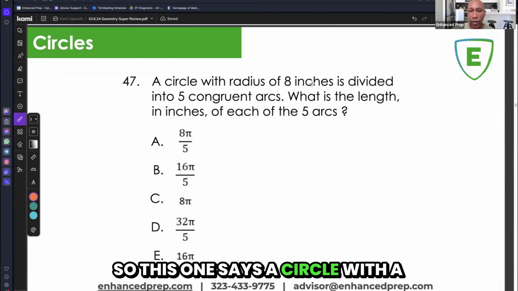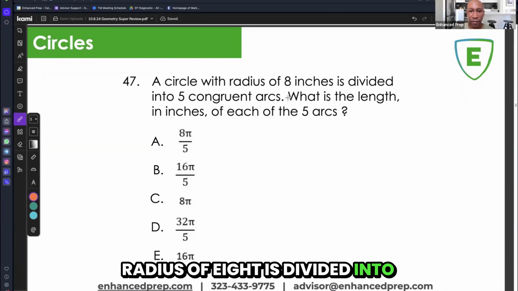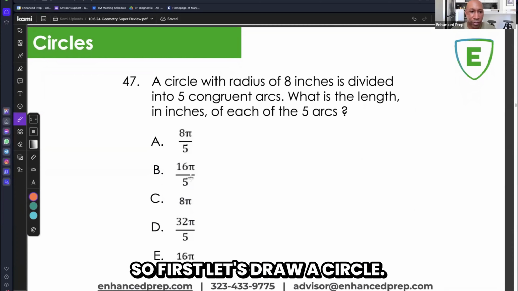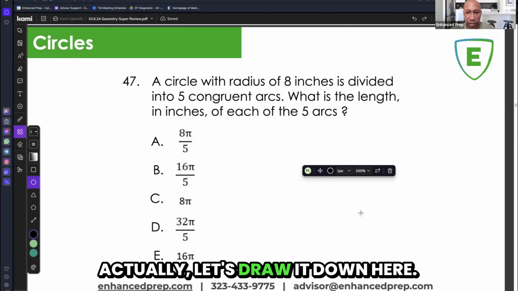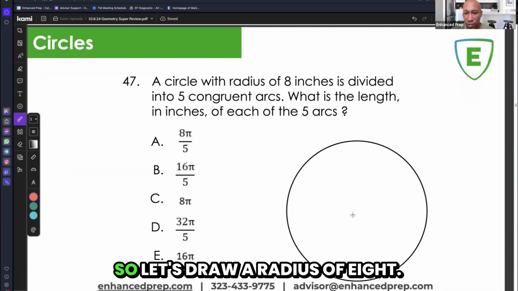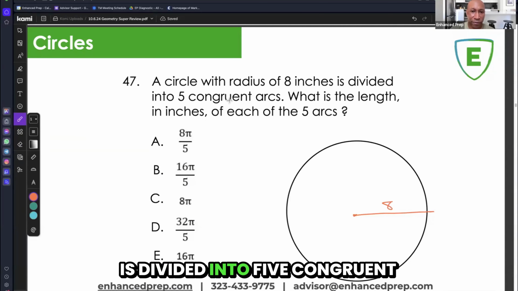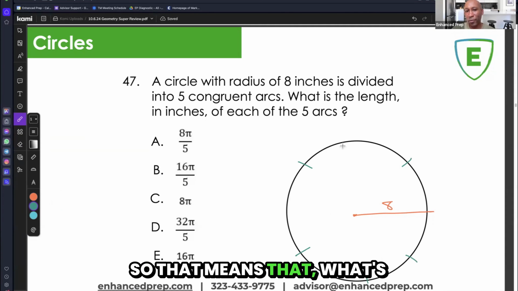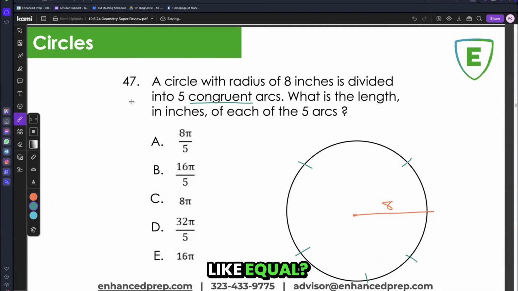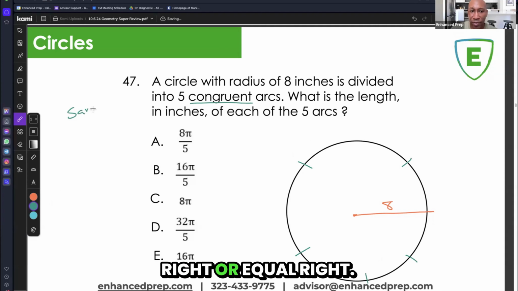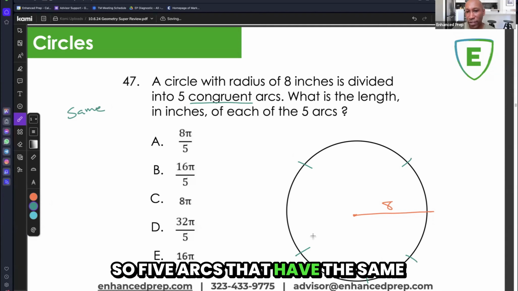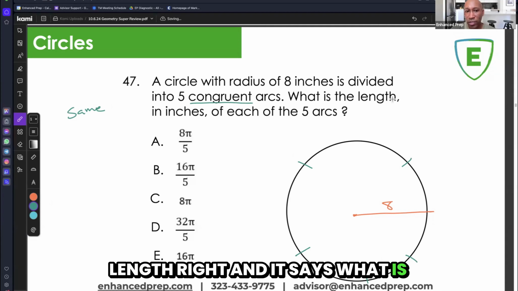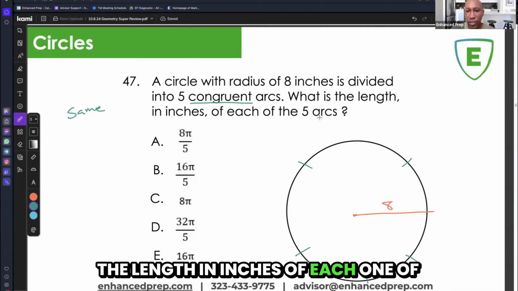So this one says a circle with a radius of 8 is divided into 5 congruent arcs. First let's draw a circle. Actually, let's draw it down here. A circle with a radius of 8, divided into 5 congruent arcs. So we know that there are 5 congruent arcs. We'll just put them on here, something like this. What does congruent mean, by the way? It's like equal. Exactly, they're the same. So 5 arcs that have the same length. And it says, what is the length in inches of each one of these arcs?